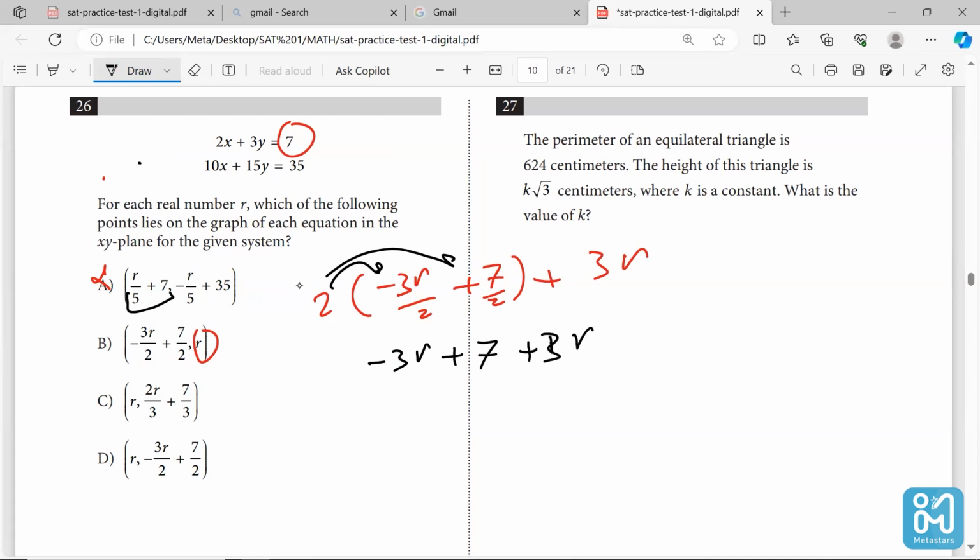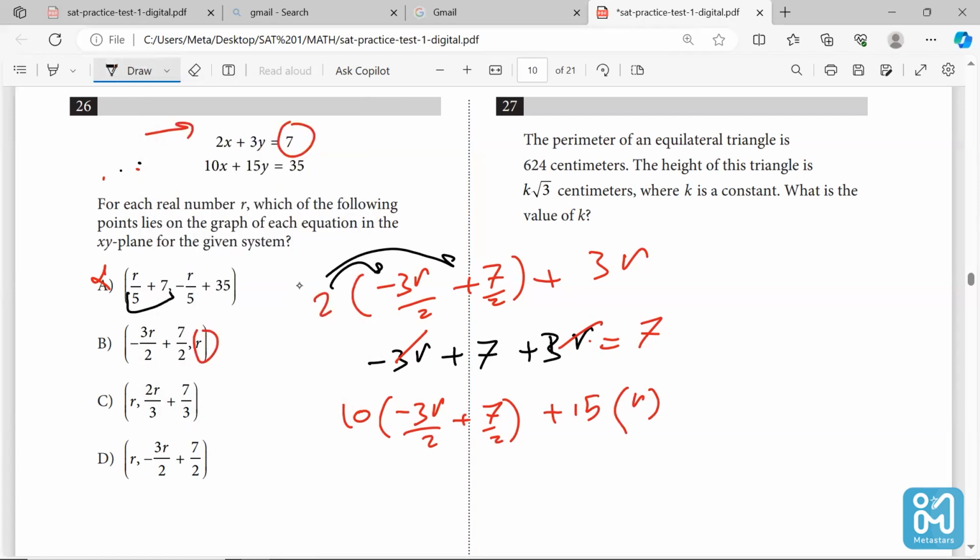Now, if you focus, 3r is going to cancel with this one. So the first equation works for us. Now, do we need to do it in the second one? Yes, it should work for both equations. Now, I will plug in 10 and negative 3r over 2 plus 7 over 2 and plus 15 times r.